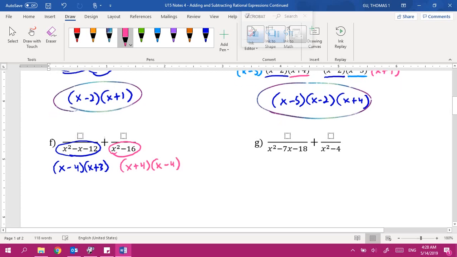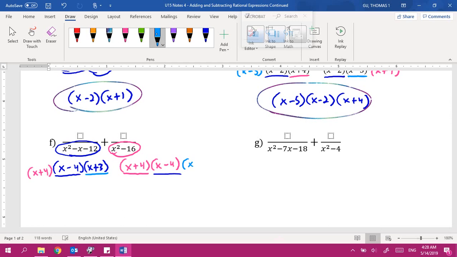And so now let's take a look at what's similar and what's different here. Both of these denominators have an x minus 4, so that's good. But now the denominator on the left side has an x plus 3, and the denominator on the right side has an x plus 4. So I need to multiply on the left by x plus 4, and then I have to multiply the right denominator by x plus 3.